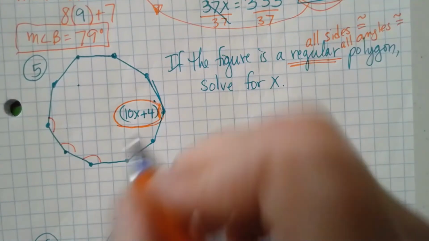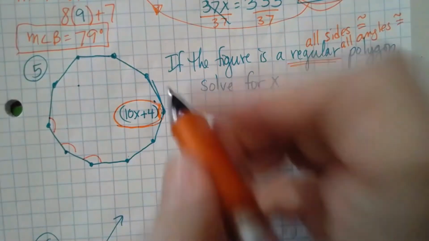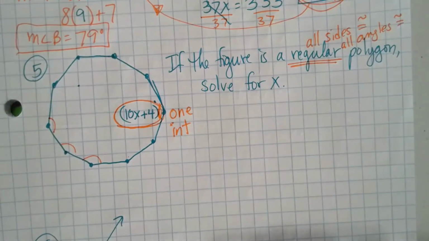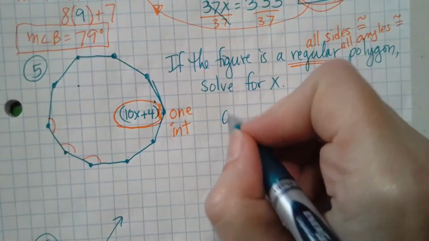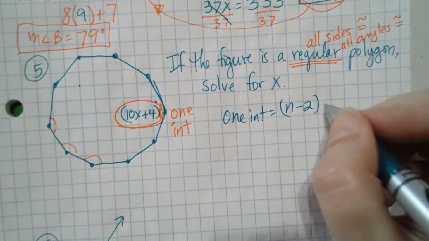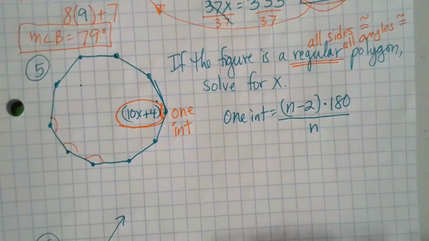Okay, so is it interior or exterior? Interior, there's just one of them. So we're going to look at our formula for one interior angle. So I look over at my formula chart and it says 1 interior equals n minus 2 times 180 divided by n.